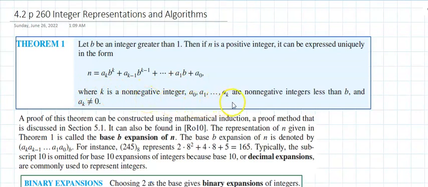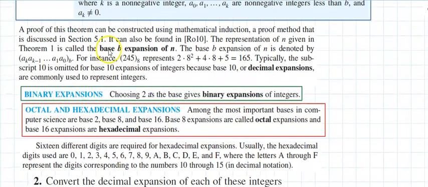A sub 0 through a sub k are non-negative integers less than b, always less than b, and I'll show you why, and the leading a sub k cannot be 0. The reason I copied this down, you need to really grasp the bases: the 2s, binary, the 8, octal, and the 16, hexadecimal.